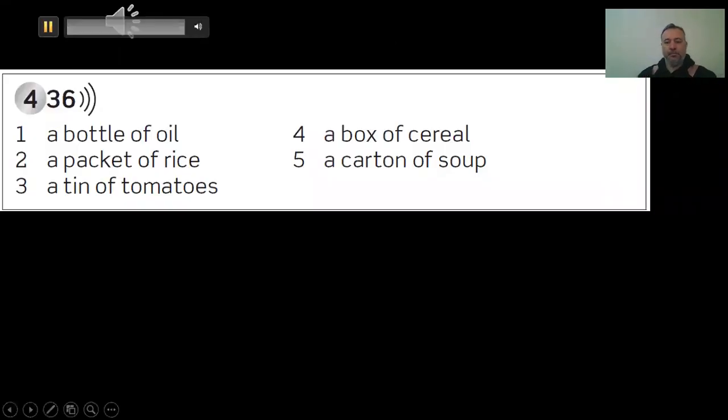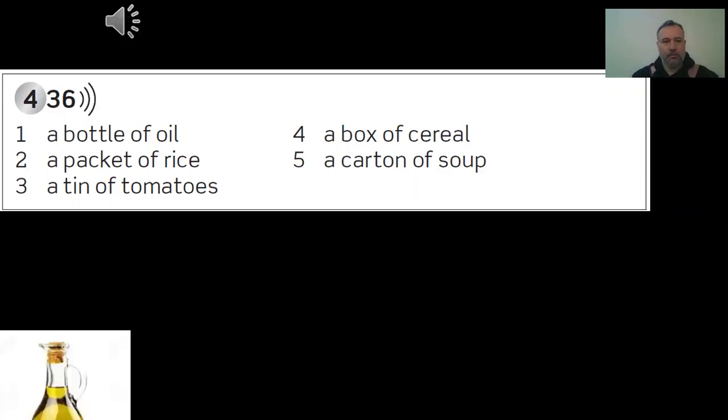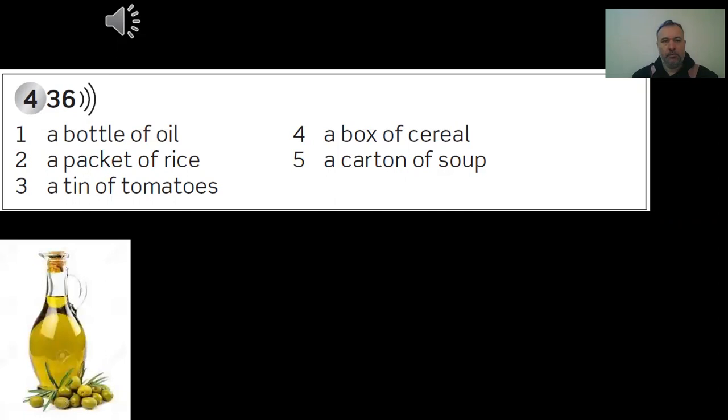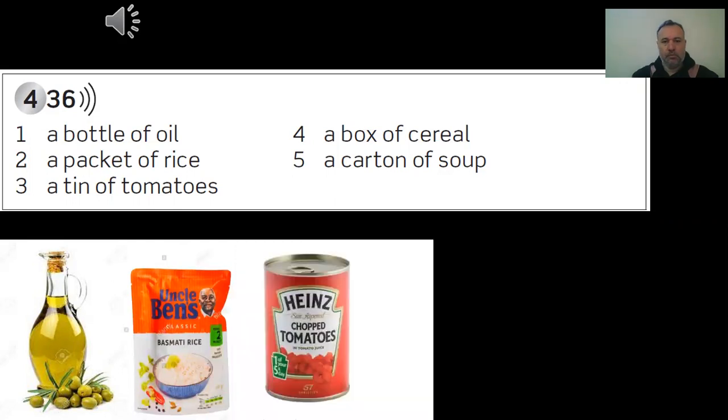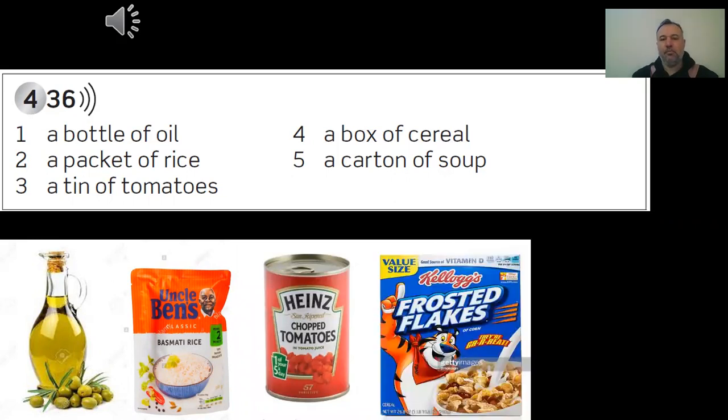4.36. 1. A bottle of oil. 2. A packet of rice. 3. A tin of tomatoes. 4. A box of cereal. 5. A carton of soup.